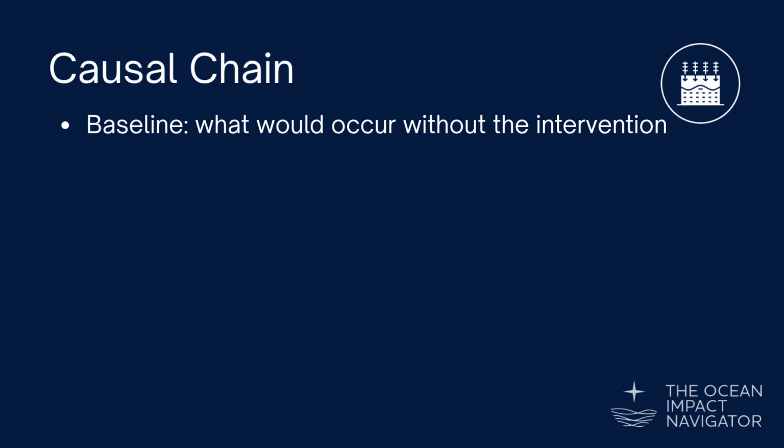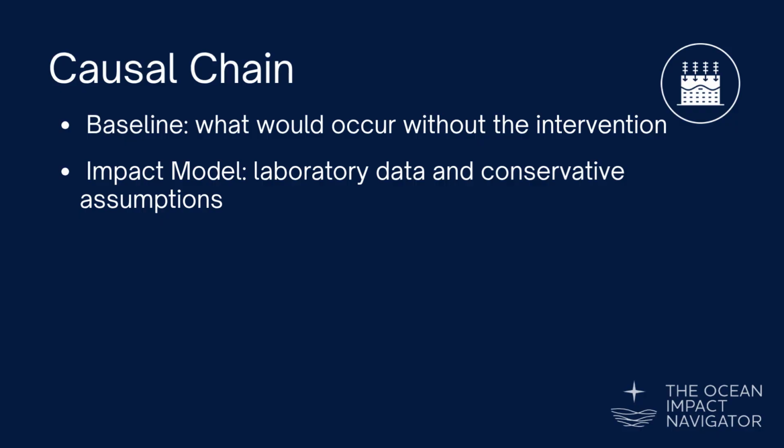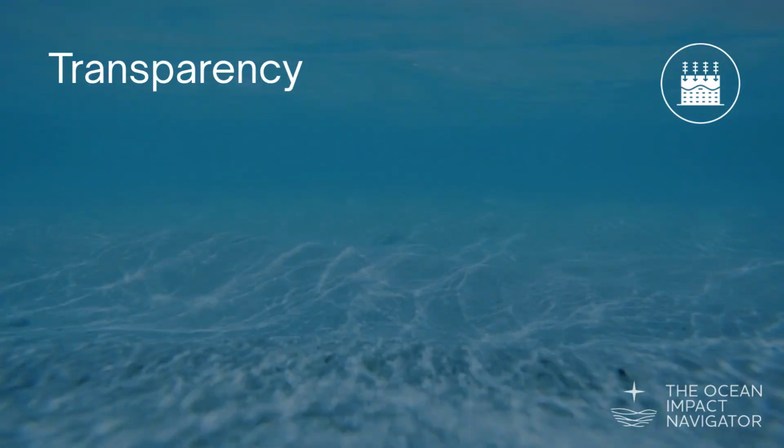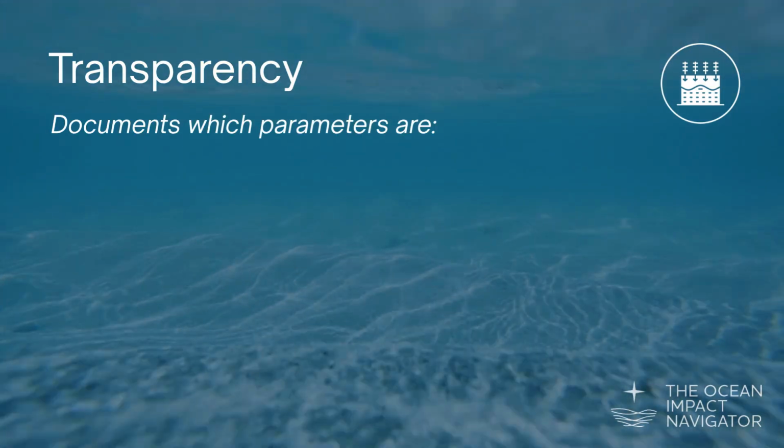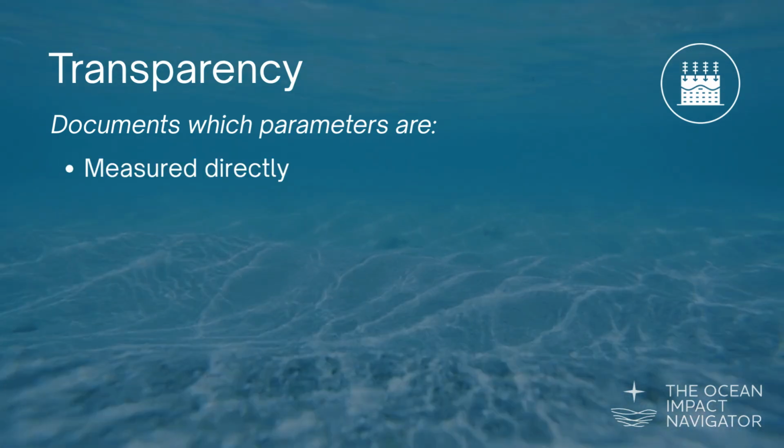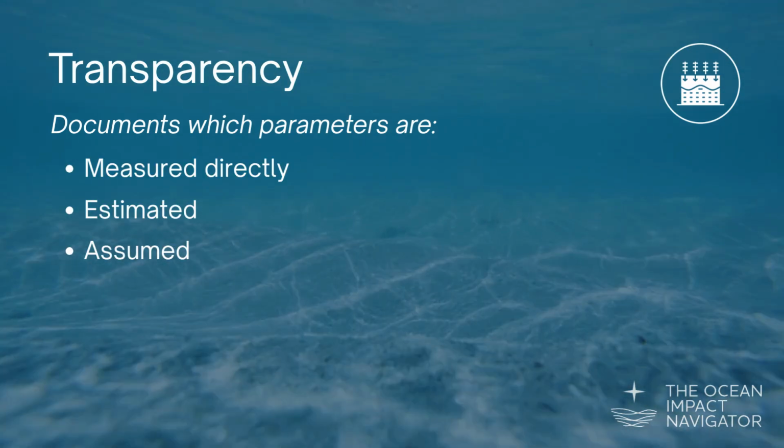To move forward responsibly, the company first defines a baseline scenario describing what would occur without the intervention, and then builds a simplified impact model based on laboratory data and conservative assumptions drawn from peer-reviewed literature. Under transparency, the company clearly documents which parameters are measured directly, which are estimated, and which are assumed.